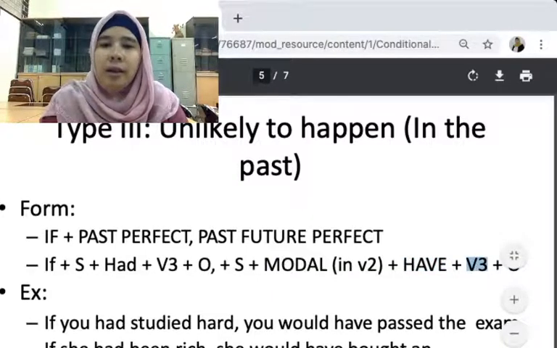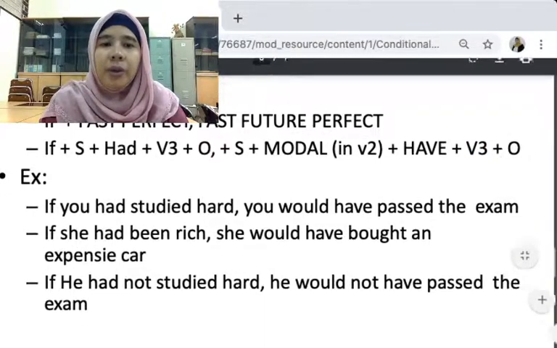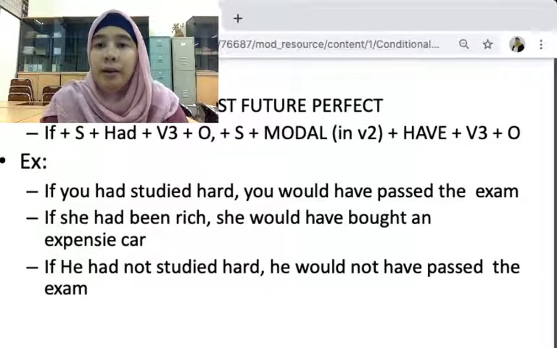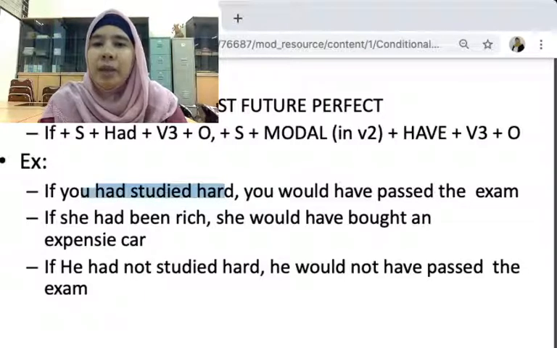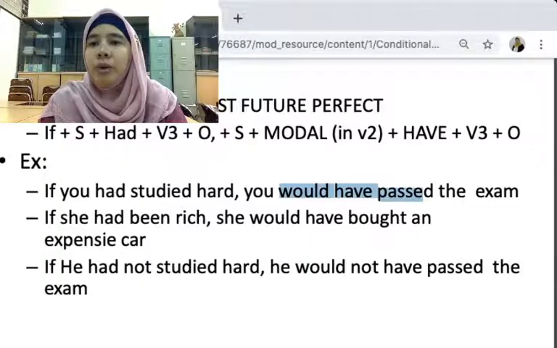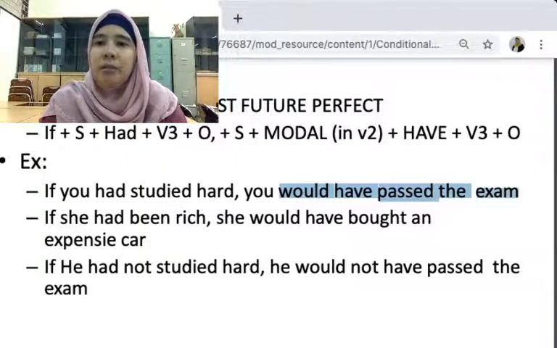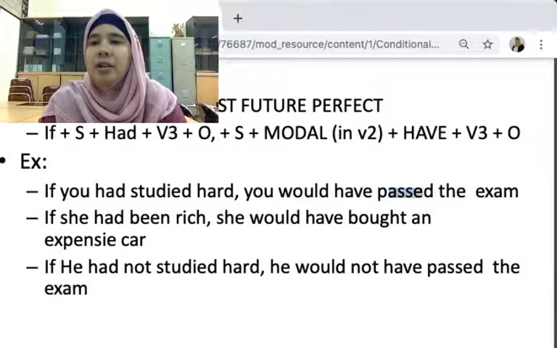Okay, let's go with the examples, everyone. If you had studied hard, you would have passed the exam. Termasuk panjang sekali di sini. So if you had studied hard, this is the past perfect, and you would have passed the exam. Dua-duanya verb 3. Would have passed the exam. Would, kemudian have, kemudian pass, kemudian the exam.